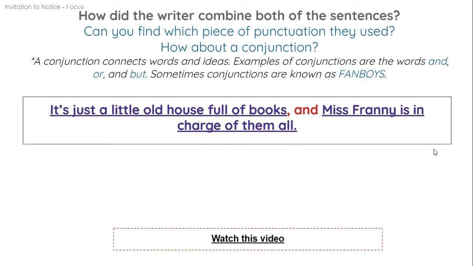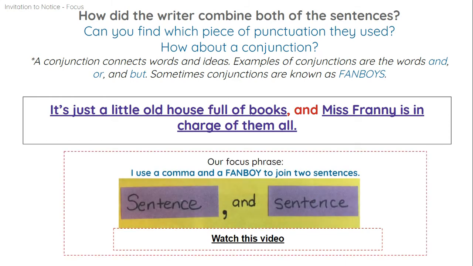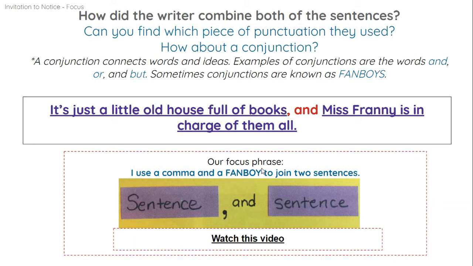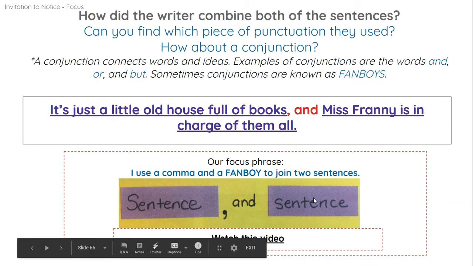There's your conjunction in red with your comma. That's our glue. The glue joins our 2 sentences together. This is important. I use a comma and a fanboy to join 2 sentences. So this is your structure. You're going to have one sentence, put your comma, your conjunction. It doesn't have to be and. It can be for, and, nor, but, or, yet. And so we actually have fanboys. And then we have another sentence after that.